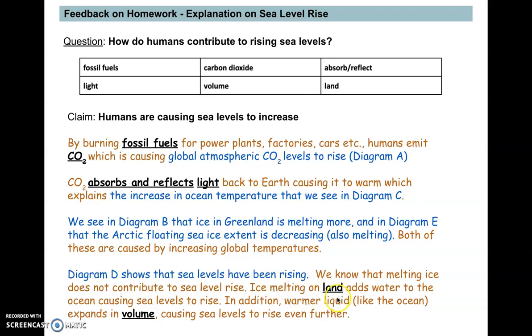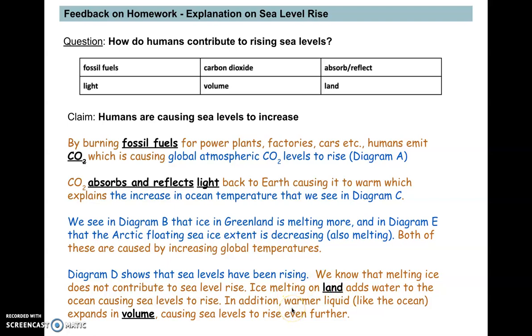Ice melting on land adds water to the ocean, causing sea levels to rise. And in addition, warmer liquid like the ocean expands in volume, causing sea levels to rise even further. So did you have to have this thing about volume? Well, in a way, yes, because it's one of our words right here. But the thing I cared most about from the information you were given is that ice melting on land adds water to the ocean. However, I think a really good explanation would include both mechanisms: the fact that water expands when it's warmer, and water from land melts and adds to the ocean.